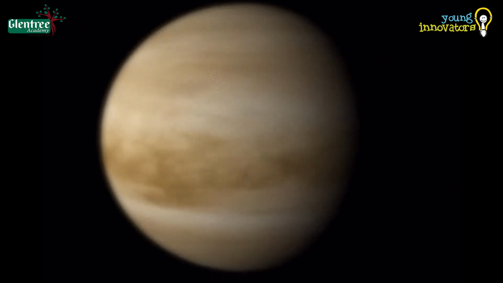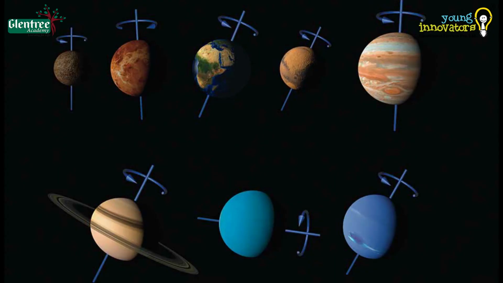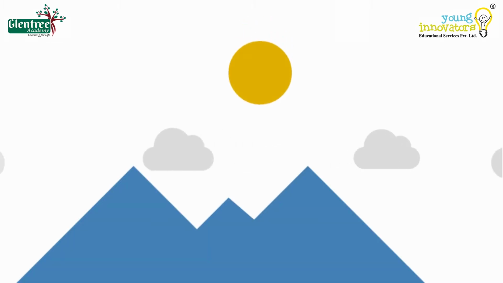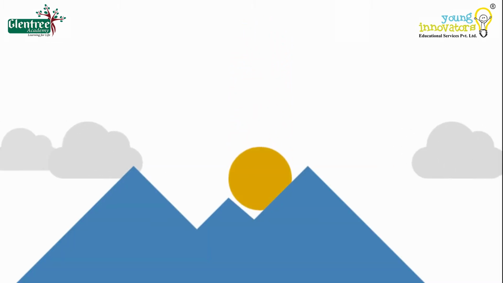It is the only planet in the solar system which rotates from east to west. That means if we were on planet Venus, our Sun would appear to rise in the west and set in the east. Such a rotation is called retrograde rotation.